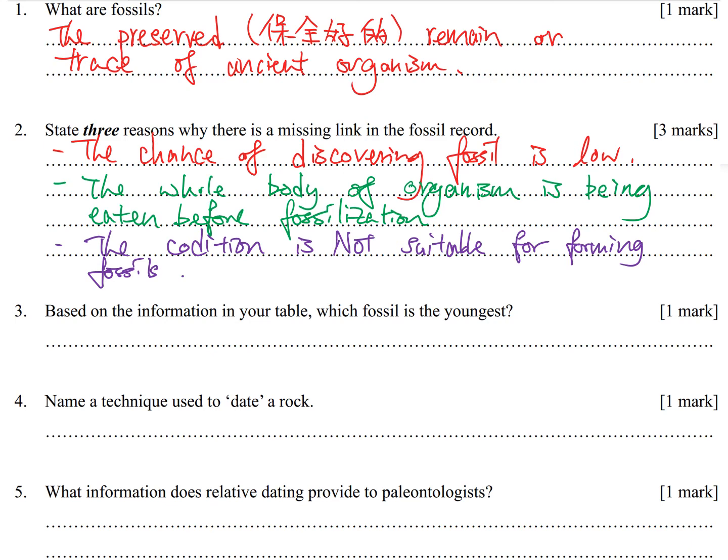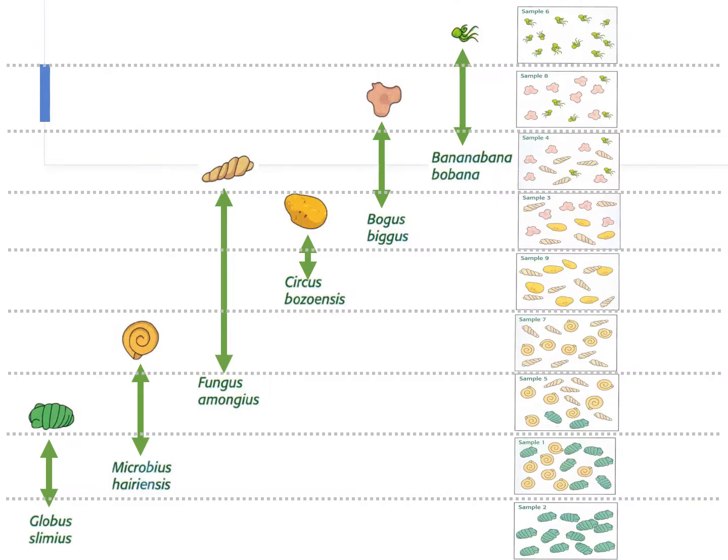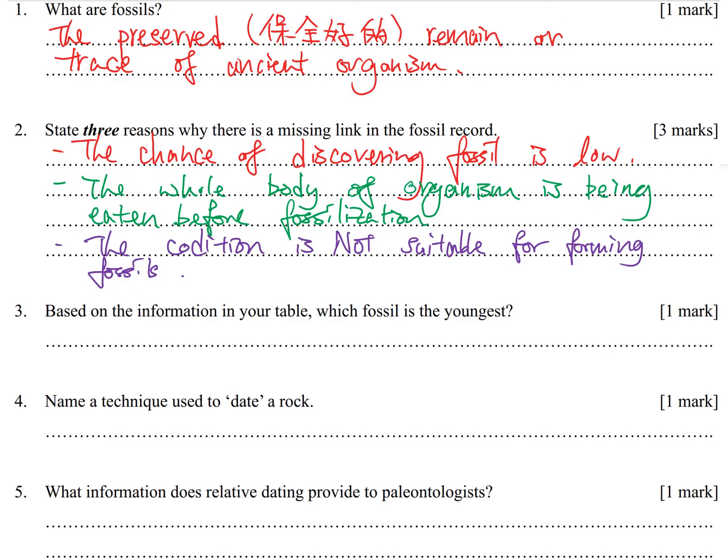Question 3. Based on the information in the table, which fossil is the youngest? Let's take a look at the table. In the sedimentary rocks, the uppermost layer should be the youngest. It should be sample 6, showing the green fossilized species. Sample 6 should be the youngest rock, so the fossils in sample 6 should be the youngest. It is called the Banana. Underline it, it is a scientific name.